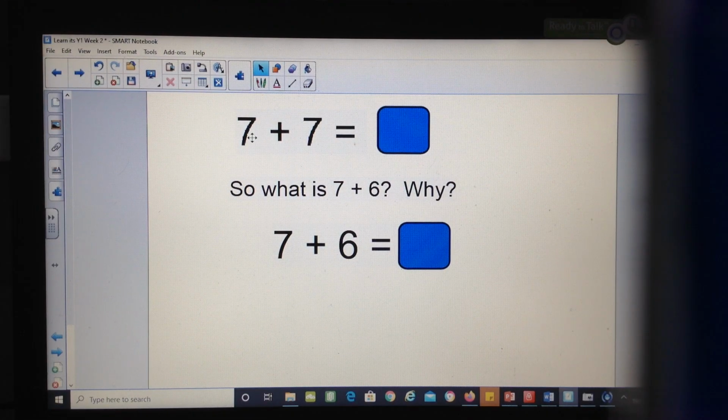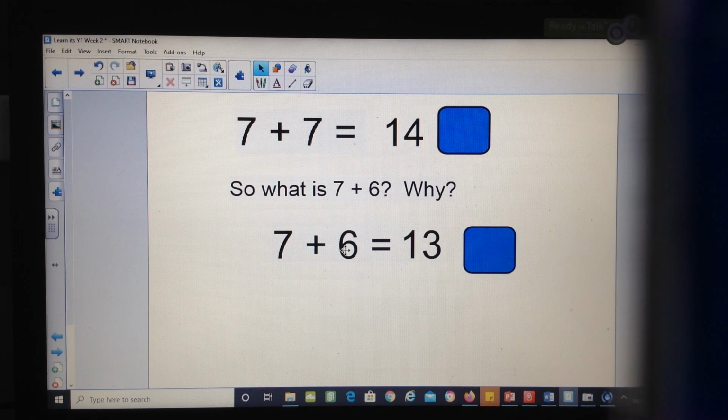Let's try it the other way. So 7 add 7 equals 14, of course. So what is 7 add 6 and why? Have a think. Well, 7 add 6 equals 13 because 6 is 1 less than 7 and 13 is 1 less than 14. Again, it's a near double. They're so useful.